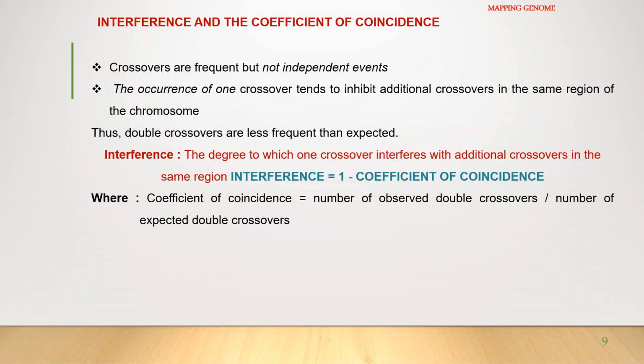The occurrence of crossover is not an independent event. The occurrence of the first crossover inhibits additional crossovers in the same region. This is known as interference. Interference is calculated by the formula 1 minus coefficient of coincidence, where coefficient of coincidence is the ratio of the number of observed double crossovers to the number of expected double crossovers.